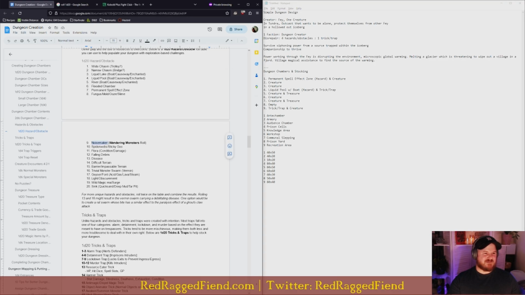One of my favorite ones down here is noisemakers, which is really great if you use shriekers. I love to use shriekers in natural style dungeons because they work as basically an alarm trap that lets everybody know the trespassers are moving through the dungeon, and also has the opportunity to potentially deafen characters, which is really fun.